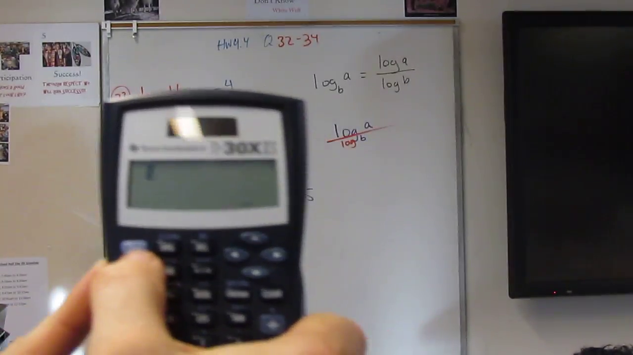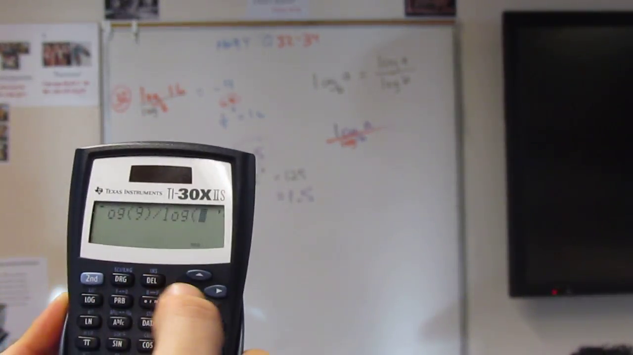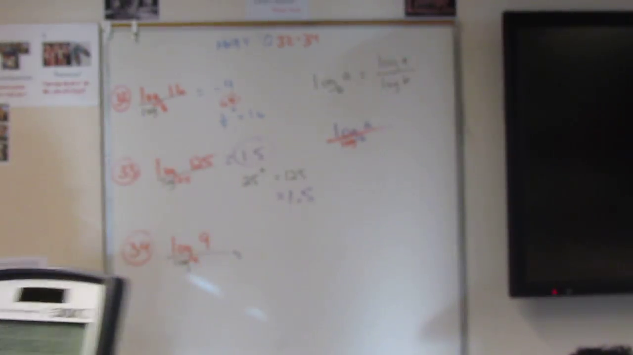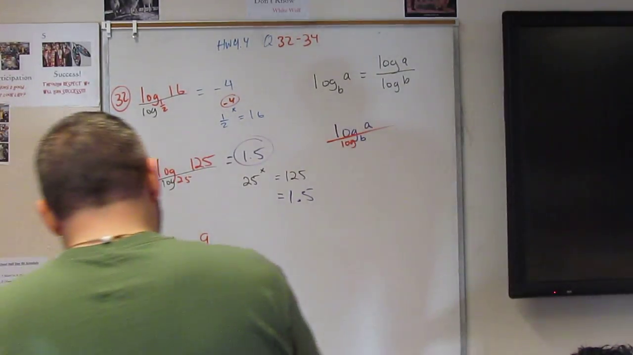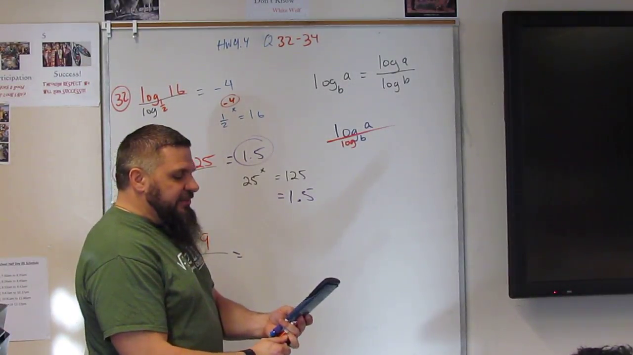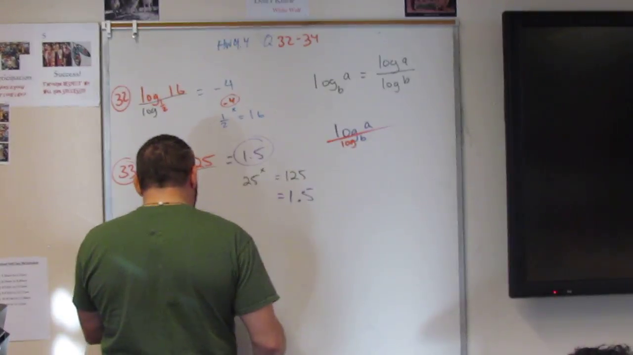So we're going to take log of 9 and divide it by log of 4. And we get, yep, I knew it, 1.584962501. Or we round it off, probably to the nearest hundredth, so 1.58.